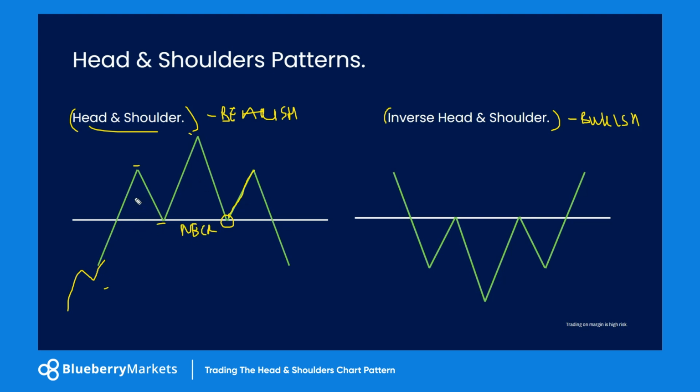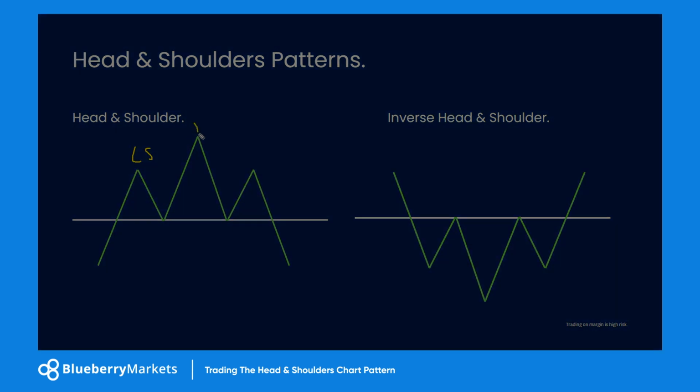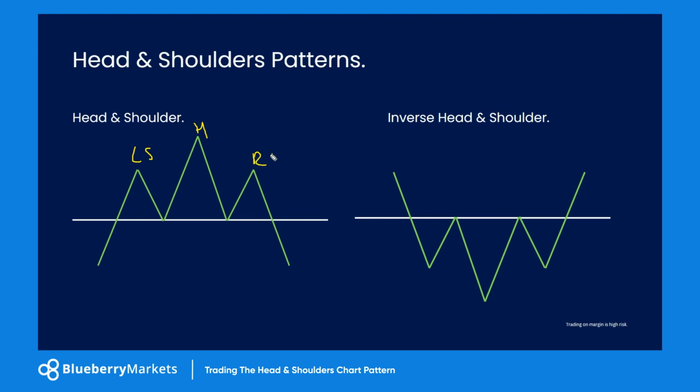So imagine you are looking at the silhouette of a person. You have the left shoulder, you have the neck area, you have the head of that person, and then you have the right shoulder. So a little bit of a weird drawing there, but this is how it looks. You've got the left shoulder, the head of the pattern, and then the right shoulder.